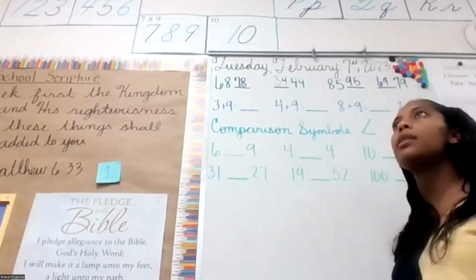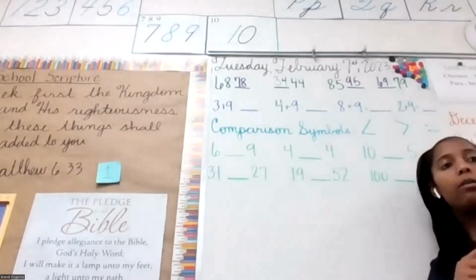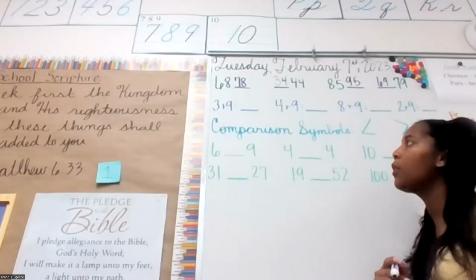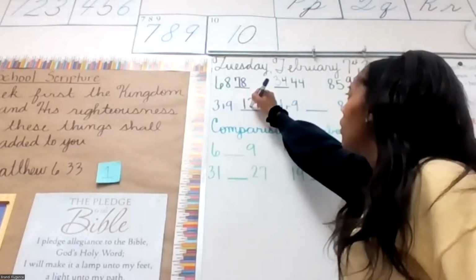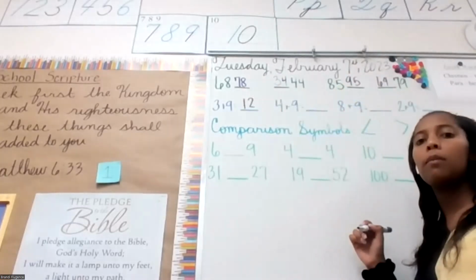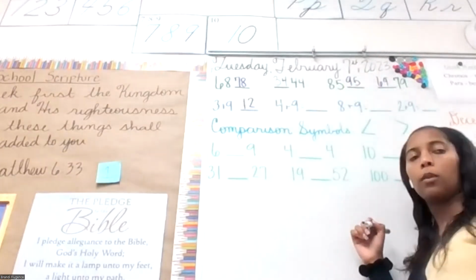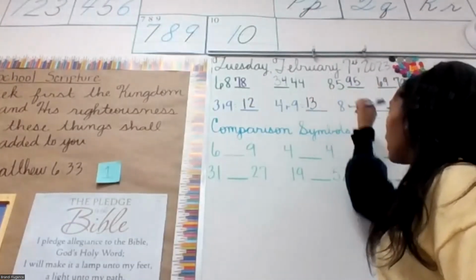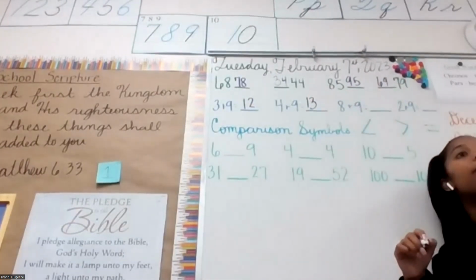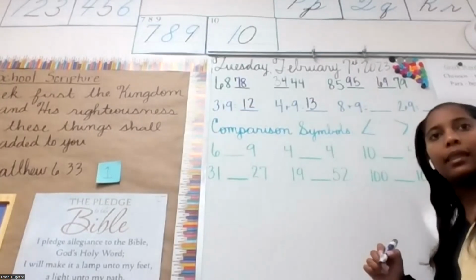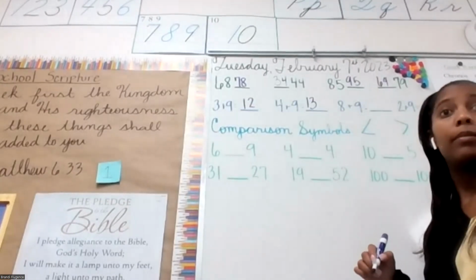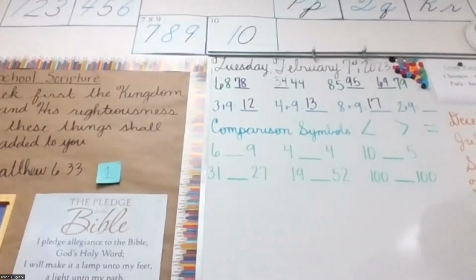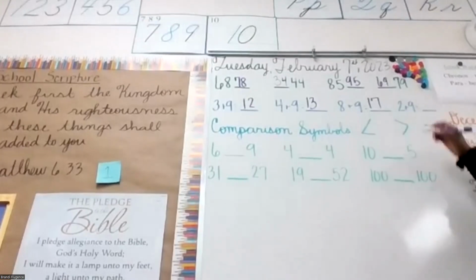3 plus 9. Anybody can tell me what's 3 plus 9? 3 plus 9 equals 12. 4 plus 9. What would be 4 plus 9? 13. 8 plus 9. You should know this one already. We studied this one. 17. And then 2 plus 9. 11.